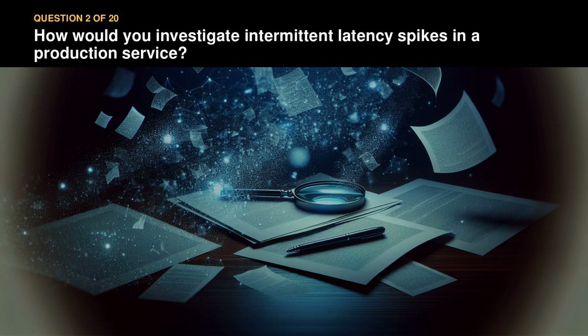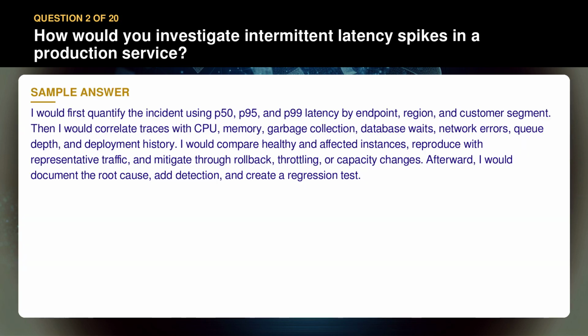How would you investigate intermittent latency spikes in a production service? I would first quantify the incident using P50, P95, and P99 latency by endpoint, region, and customer segment. Then I would correlate traces with CPU, memory, garbage collection, database waits, network errors, queue depth, and deployment history. I would compare healthy and affected instances, reproduce with representative traffic, and mitigate through rollback, throttling, or capacity changes. Afterward, I would document the root cause, add detection, and create a regression test.